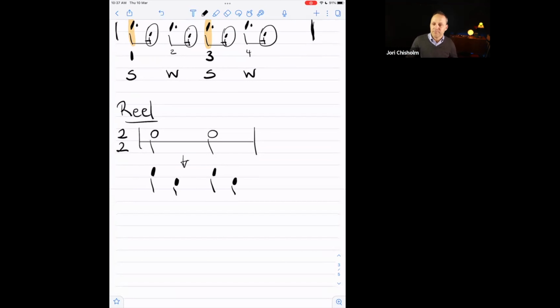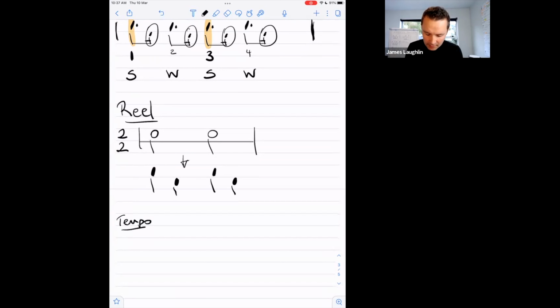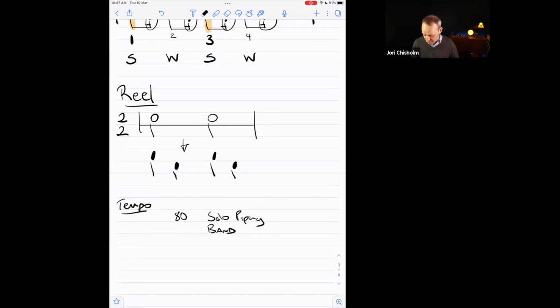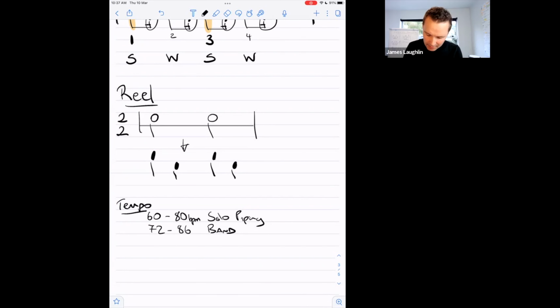What about tempo range there? So we think solo piping. On the high end, it would probably be into the 80s for reels. At the low end, it might be even 60, somewhere in there. Again, it can always be slower if you're in the entry level solo piping grades. From a band or a solo drumming perspective, slow would be early 70s, and then getting up into that brisk, fast tempo at the top end, you're looking at late 80s.